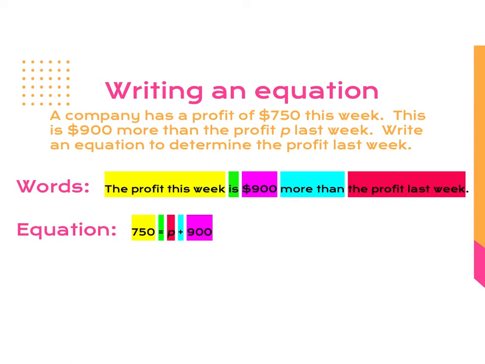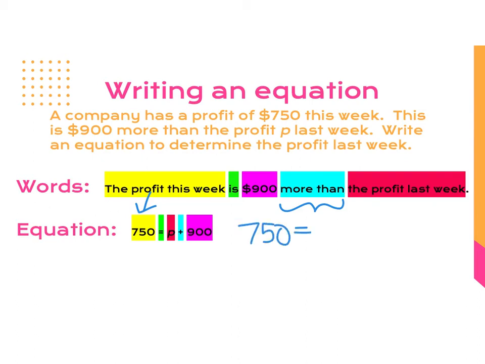If I break down the words from that example, I know the profit this week is $750. I also know that that amount, $750, is equal to something. Is means equals in math. For example, if I said 2 plus 2 is 4, that's the same thing as saying 2 plus 2 equals 4. So the profit this week, $750, is the same thing as the profit from last week plus $900 because it says more than. So we're going to add $900 to P in order to figure out the profit last week.